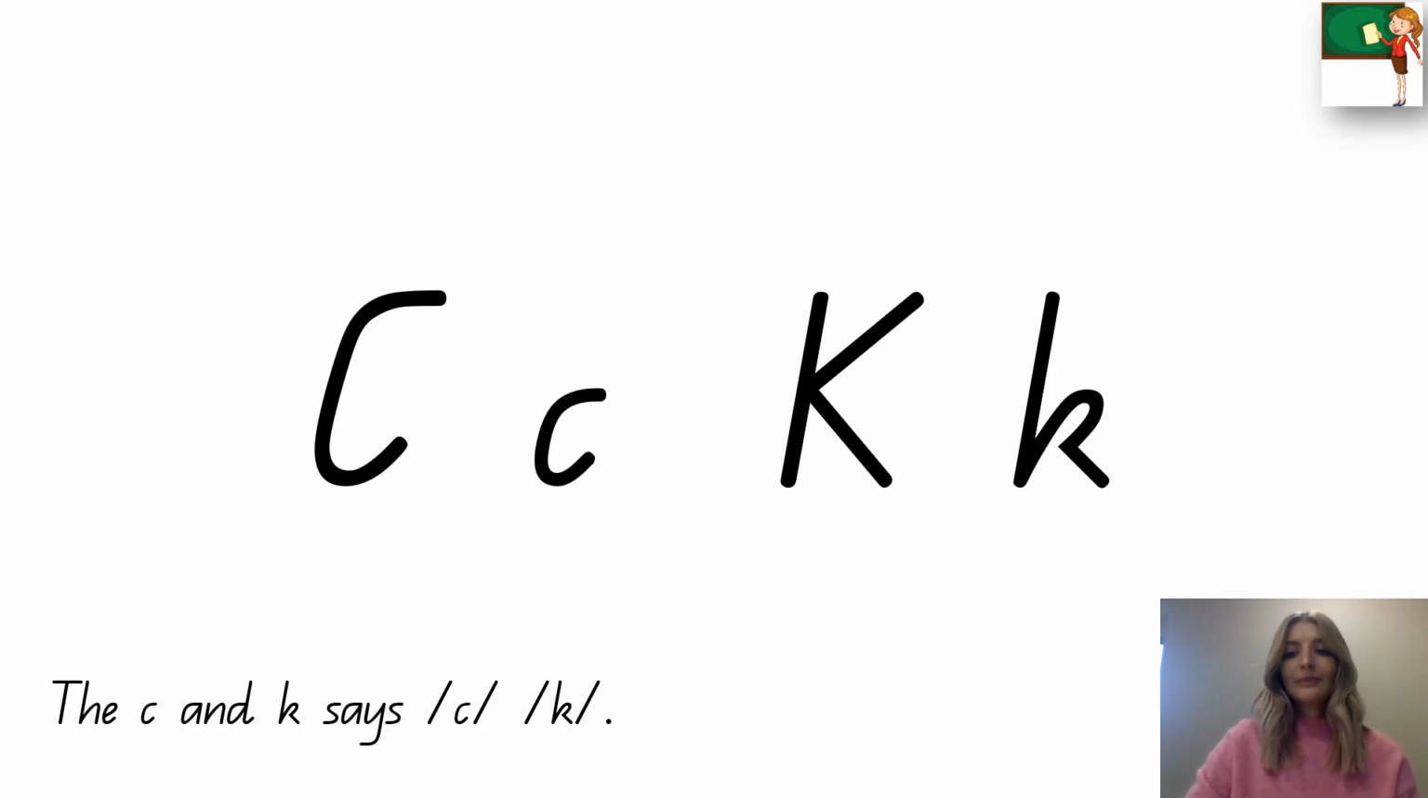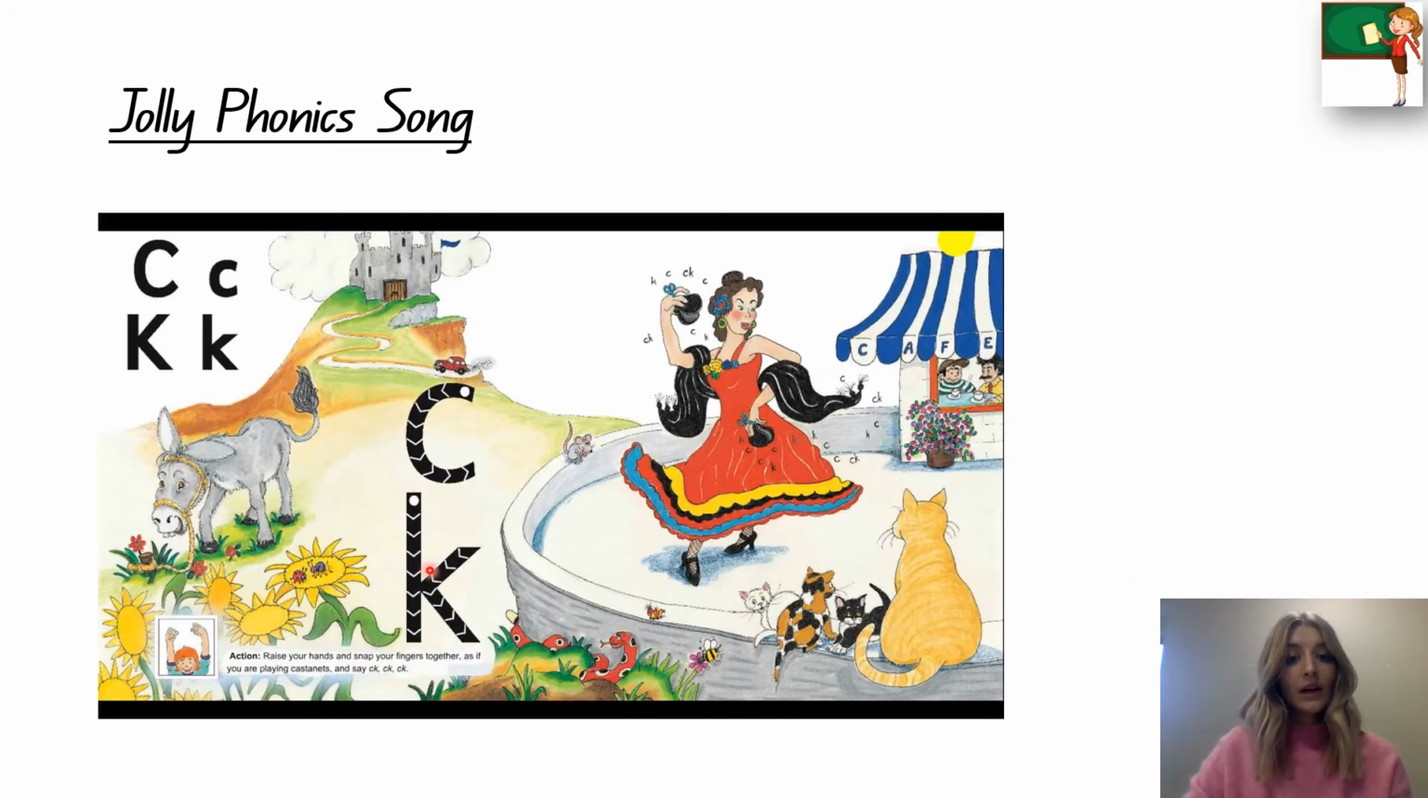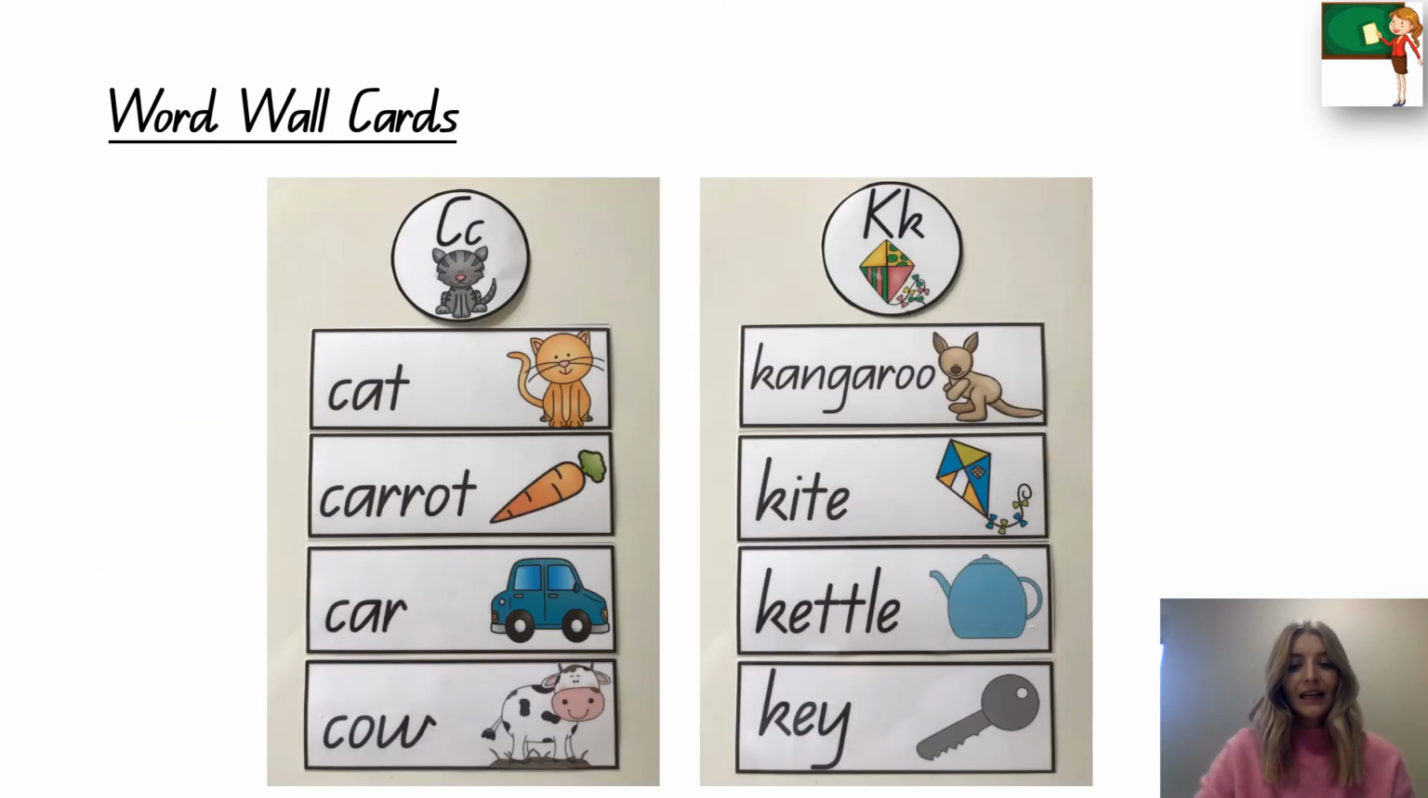Good job. So if we have a look at our Jolly Phonics song, we can either say, we are clicking castanets, k, k, k. Or we can sing, kites are flying in the sky, k, k, k. And they both make that k sound, which is why we're learning them together. Okay, let's have a look at some of our letter C and K words.